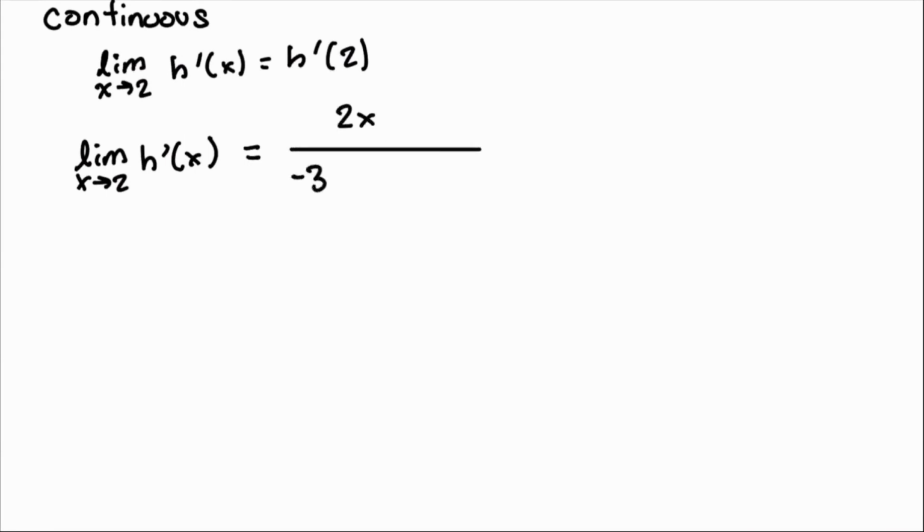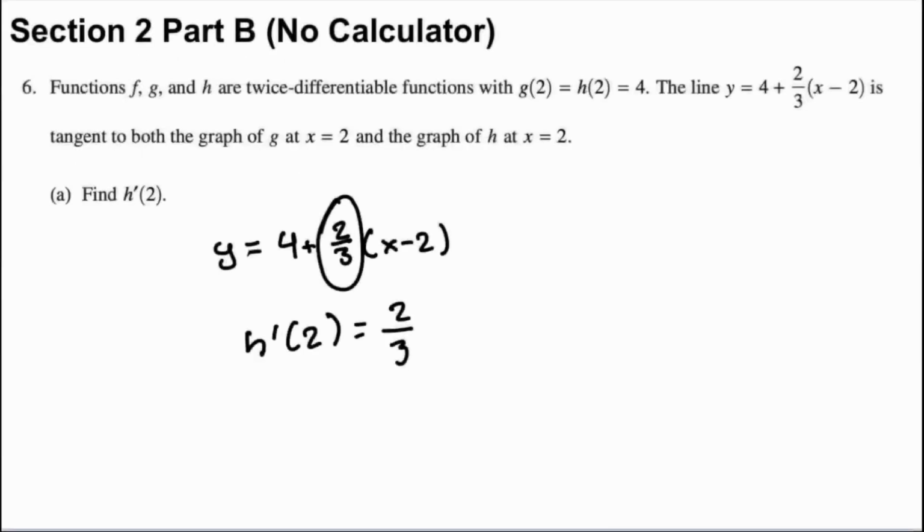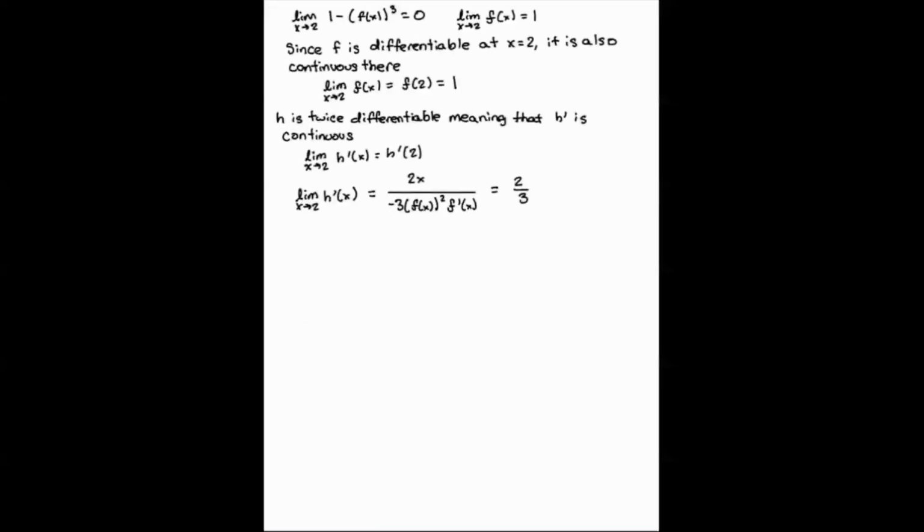So we have -3 times f of x squared. And this is where the chain rule comes in. We have f prime of x. And we know that this whole thing is equal to 2/3, because we saw in the first part of the question that h prime of 2 is equal to 2/3.